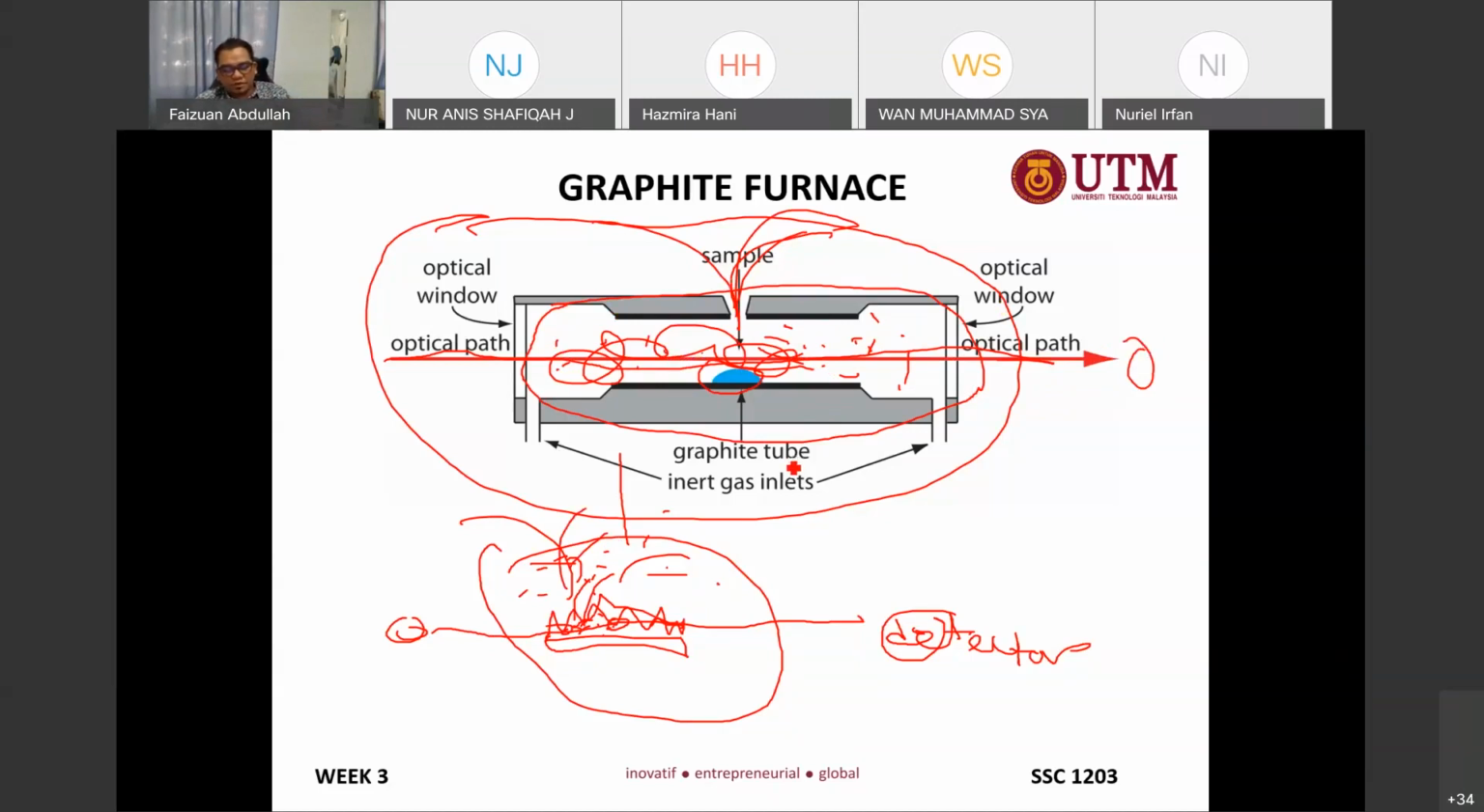What are examples of the elements that easily evaporate out when we burn? It's like arsenic, antimony, or maybe lead. So it is more accurate to analyze these elements not using the flame. For atomizers, we have different types. We have flames and we have graphite furnace. Graphite furnace is better, but it's quite expensive.